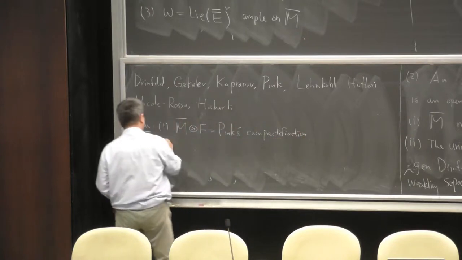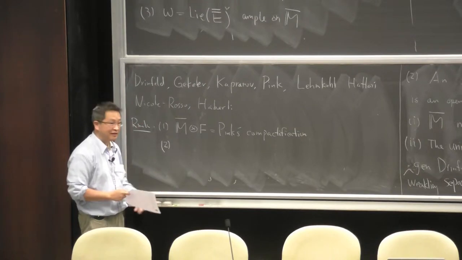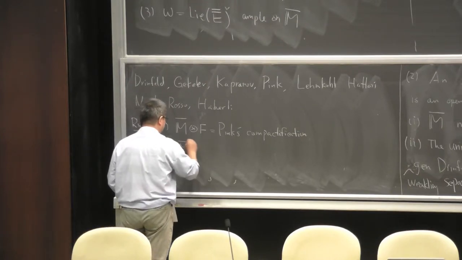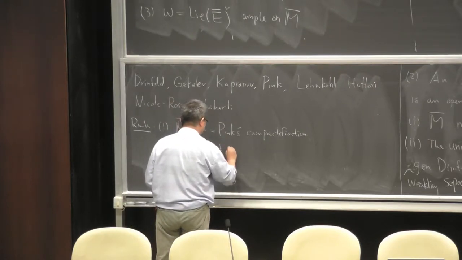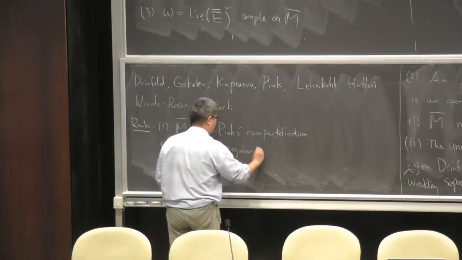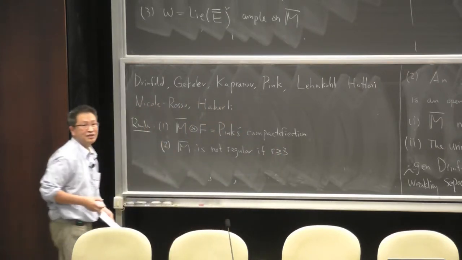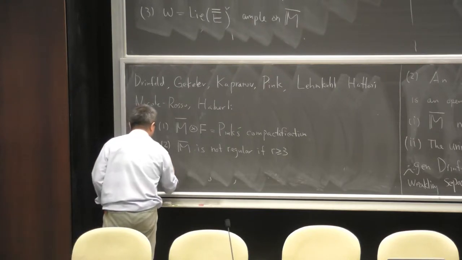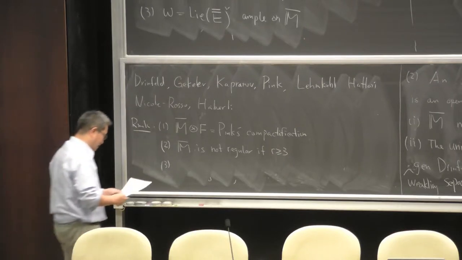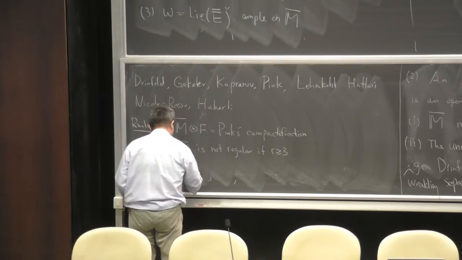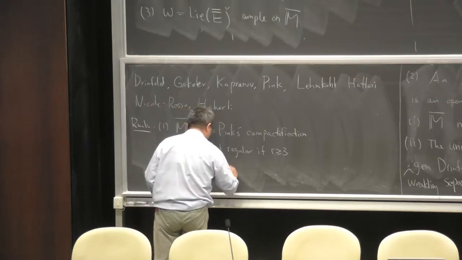And I also want to mention that for higher rank, the main difference is that the compactification is no longer smooth. It's not regular if r is greater than 3. It is normal, but it's not regular. And third, the compactification is using the closure normalization, and as a result we lose the moduli interpretation.